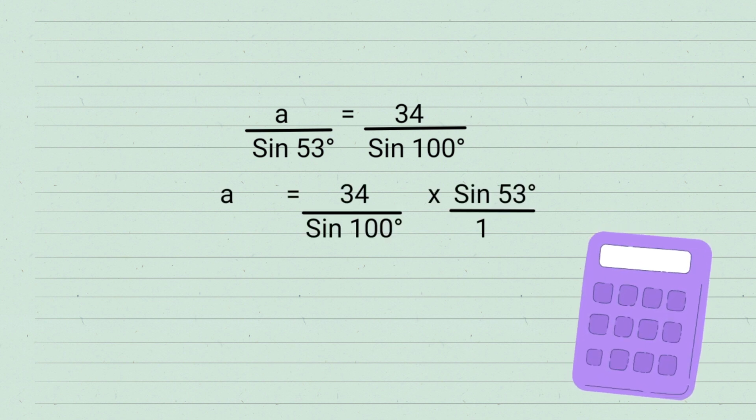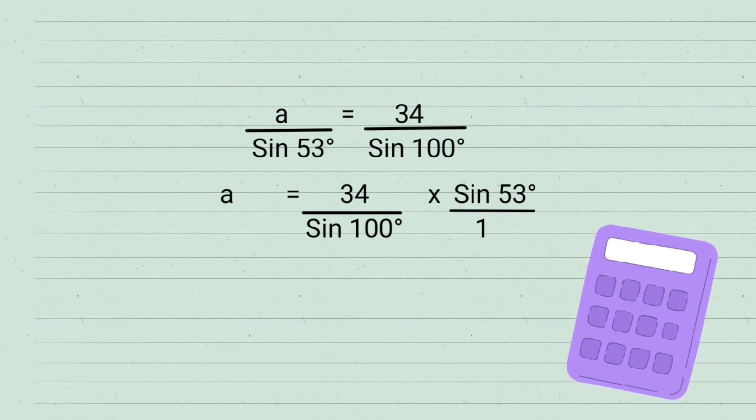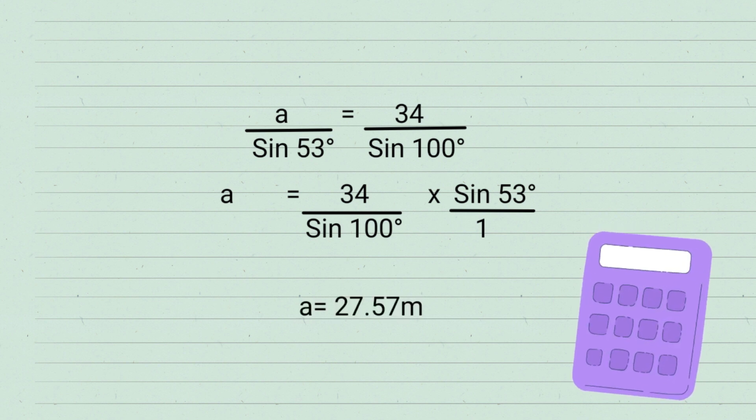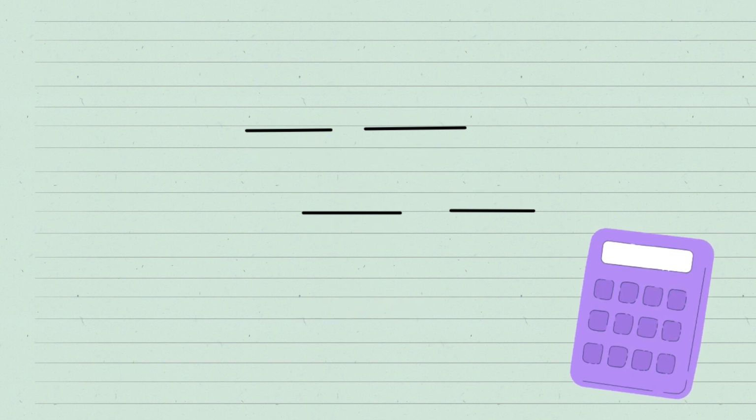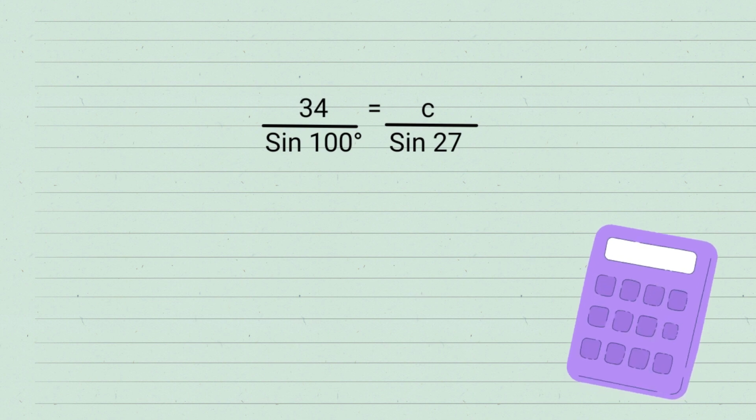So we make a the subject of the formula. So a will be equal to 34 over sine 100 multiplied by sine 53 over 1. We use our calculators and we get a is equal to 27.57 meters.